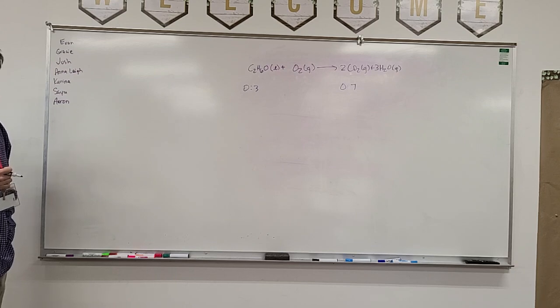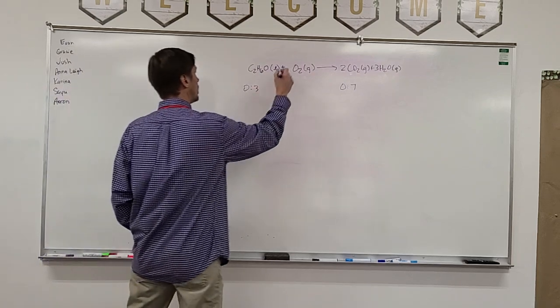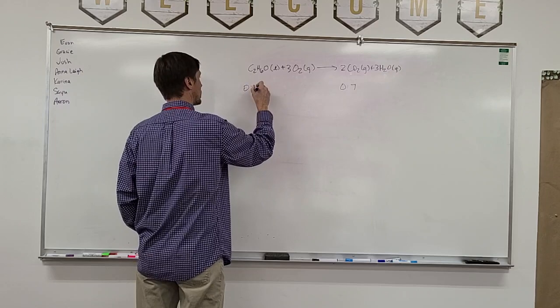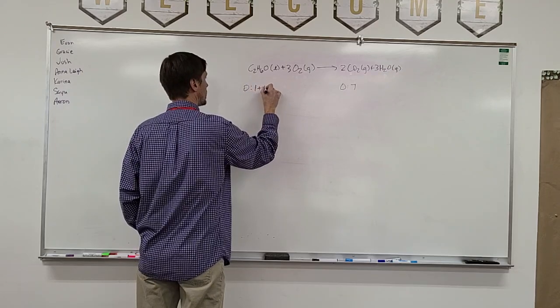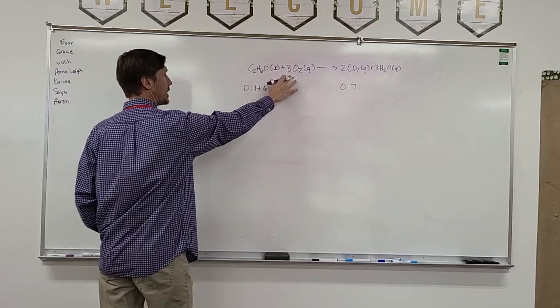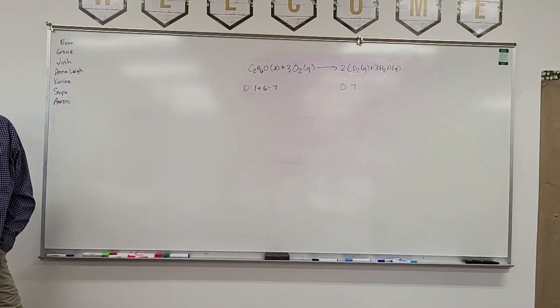Yep. You put a 3 in front of O2. So if I did that, now I've got 1 plus 6, and that's going to give me my 7. We didn't touch anything over there. Putting the 3 here didn't affect anything else. So that's all we need to do on this one. So it's balanced, right?